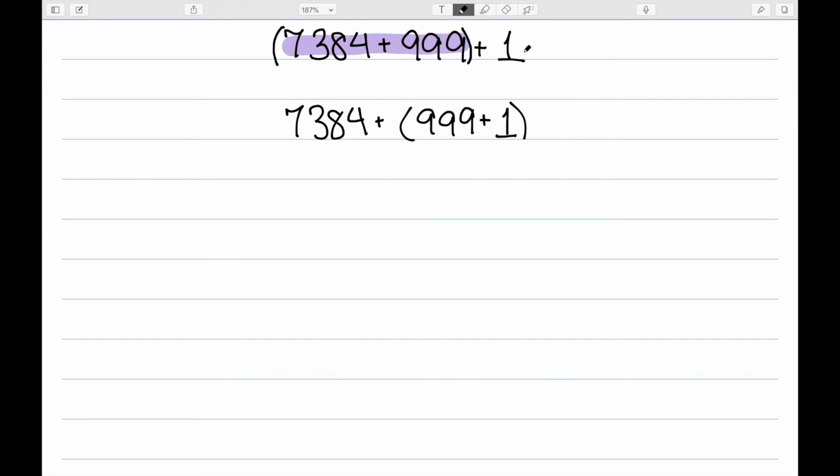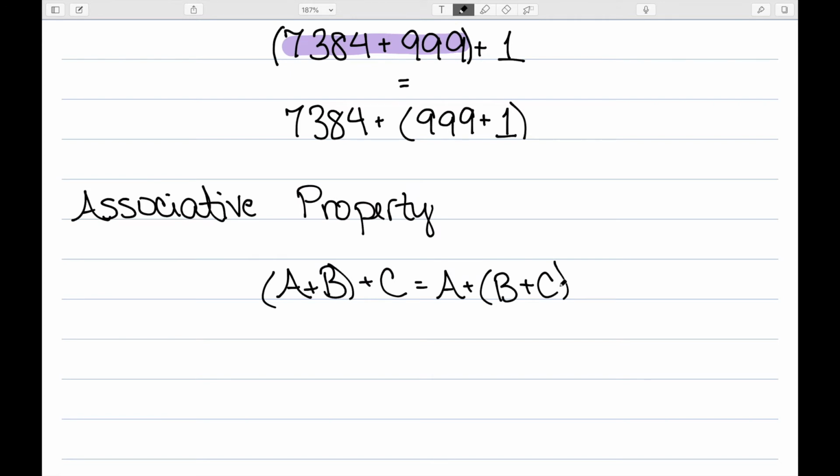And in fact, these two ways are equal. These are equivalent ways to write this expression. The associative property of addition tells me that I can move parentheses around in an addition problem. (a plus b) plus c is the same thing as a plus (b plus c). In using the associative property, I can take this problem up here that's much harder and solve it instead this way, moving my parentheses to the 999 plus 1.